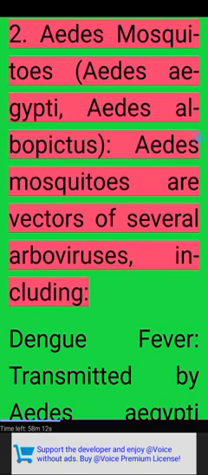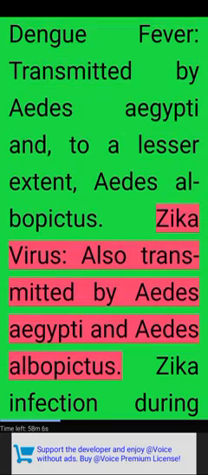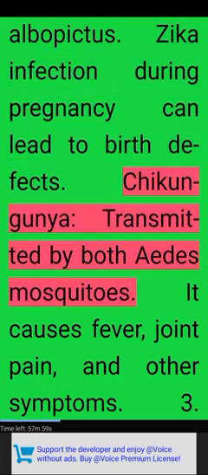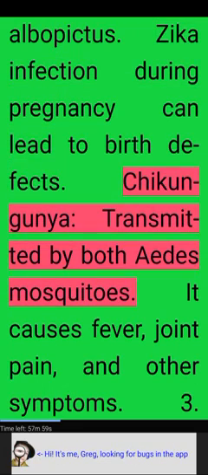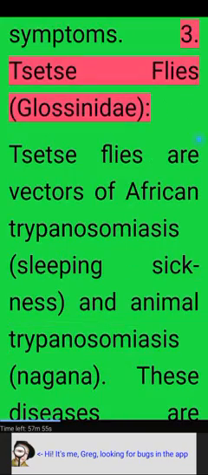2. Aedes mosquitoes, Aedes aegypti, Aedes albopictus. Aedes mosquitoes are vectors of several arboviruses, including dengue fever, transmitted by Aedes aegypti and, to a lesser extent, Aedes albopictus. Zika virus, also transmitted by Aedes aegypti and Aedes albopictus. Zika infection during pregnancy can lead to birth defects. Chikungunya, transmitted by both Aedes mosquitoes. It causes fever, joint pain, and other symptoms. 3. Tsetse flies, Glossinidae.